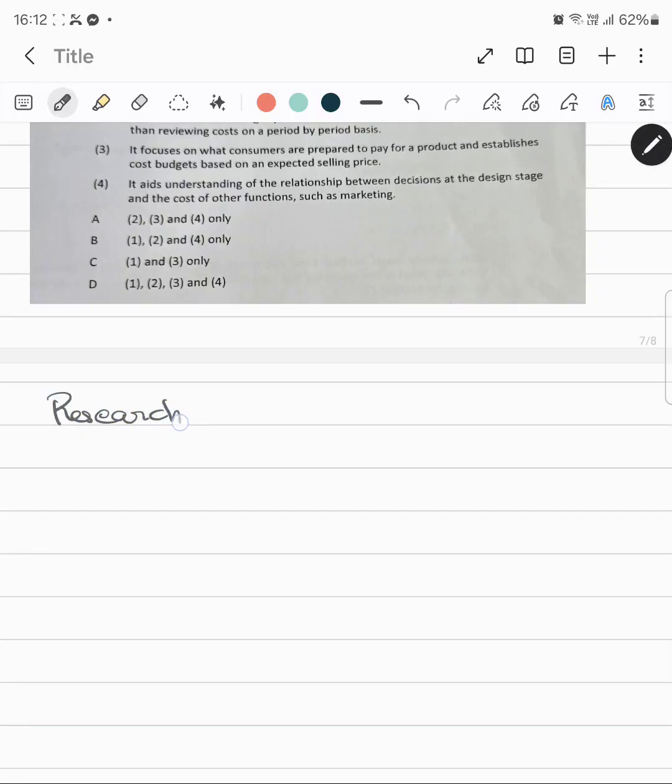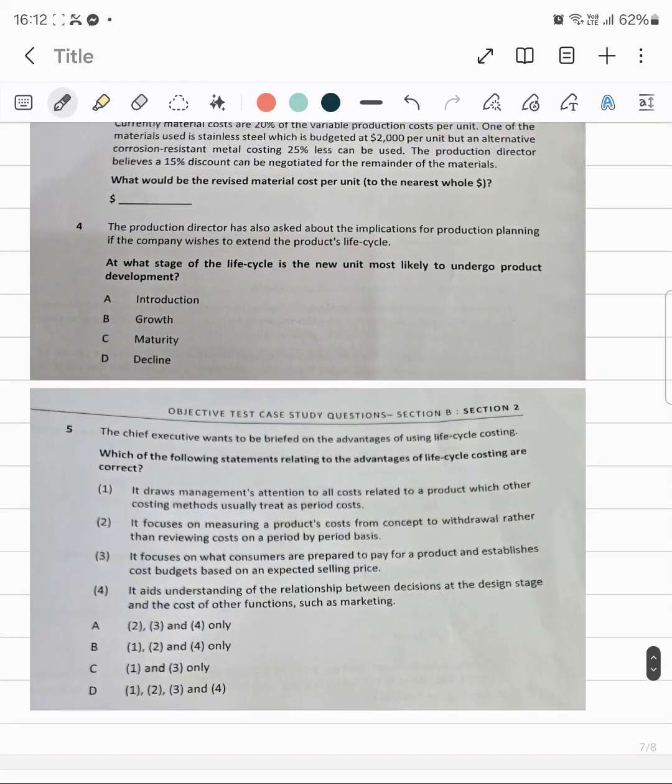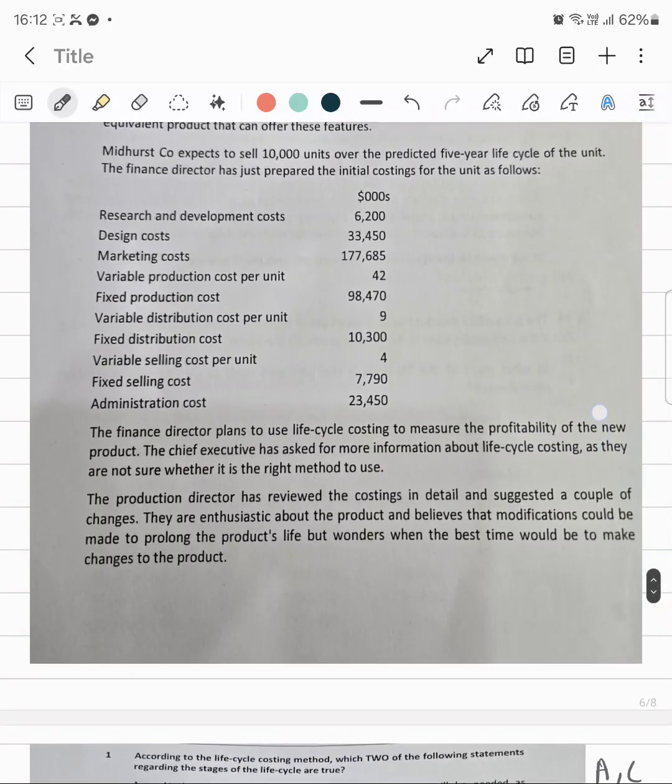The research and development cost is 6,200. After that we have design cost. So design cost is 33,000. We have the design cost, which is 33,400. So this will also come.